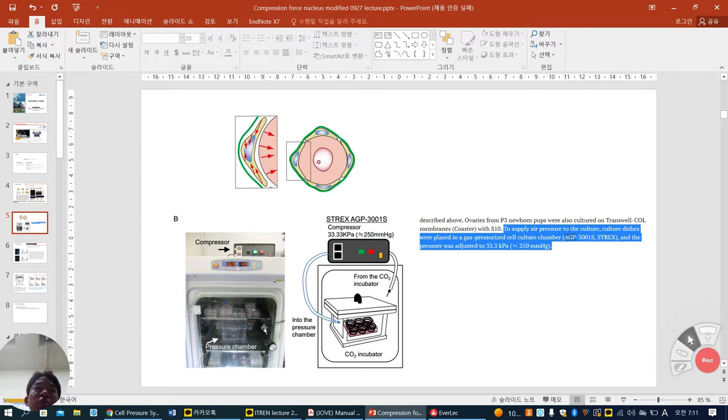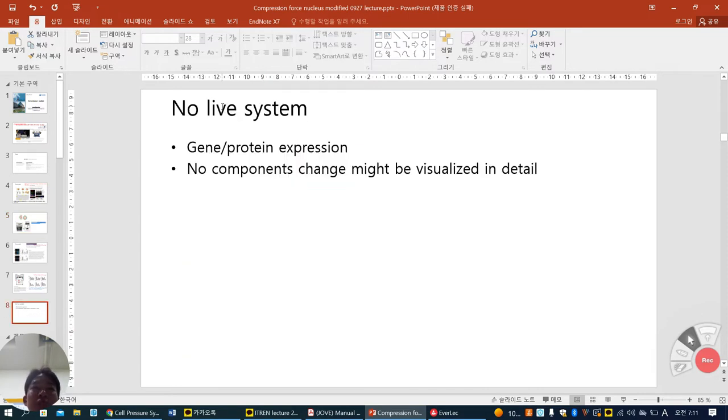Okay? This is also a limitation of this system, there is no live imaging, and as you can imagine, while you are turning off the machine, somehow some little component can be changed. Under compression, they are deformed, but while you are turning off, before the cell fixation, somehow they are relieved a little bit. So the gene reporter expression is not exactly equal to the under compression state, but anyhow, they got the result like this, which means you can fully utilize the system to mimic the compression force in your body.